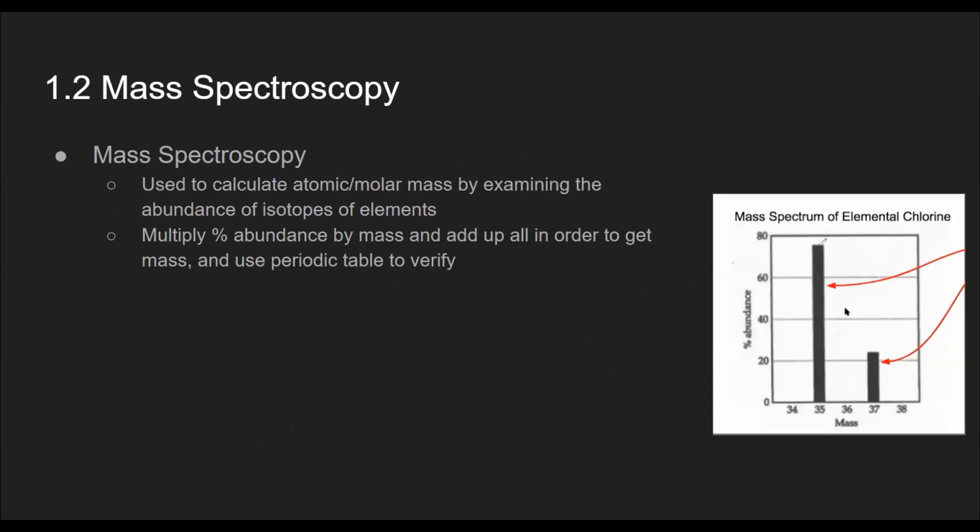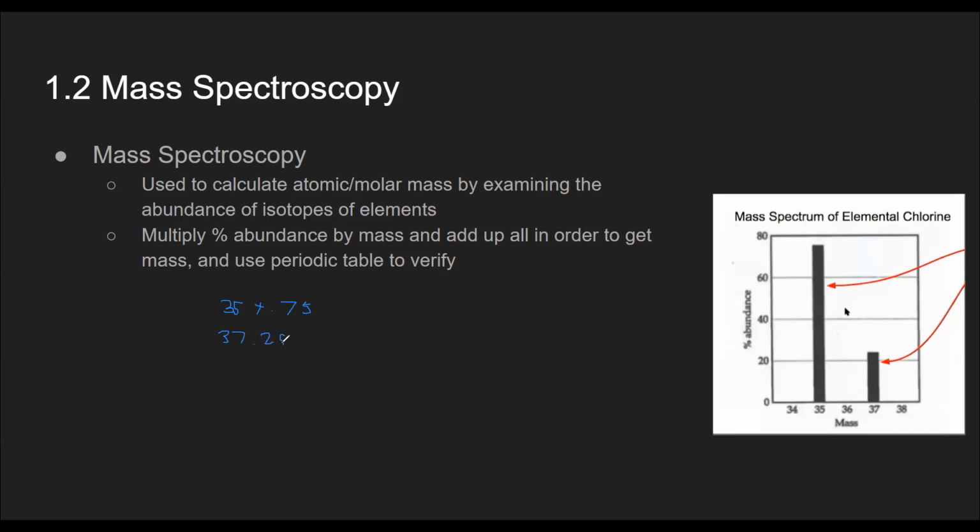For this one, you have the mass of 35, which is an isotope, chlorine 35, and you have 37, which is chlorine 37. What you have to multiply these by is the percent abundance. For 35, you have 0.75 as your percent abundance. And for this one, you have 0.25 because it only goes up to 100.